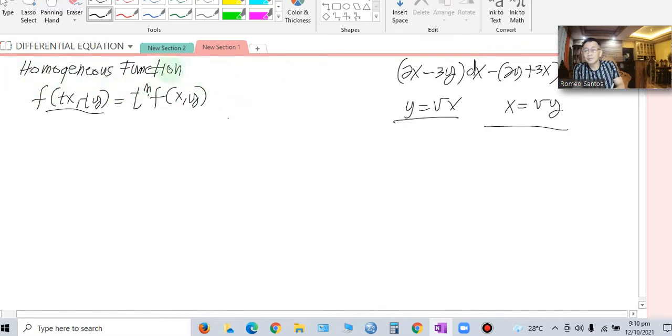tingnan natin, paano ba yung homogeneous function? Ito yung definition niya. Yung original na function na x and y, pag yung mga variable na yan ay nag-substitute ka ng tx, yung isa naman ay ty, okay? Tapos, na-factor out mo yung t, okay? Yung sa lahat ng expression, na-factor out mo yan, na isa lang yung power niya, then it is said that the function is homogeneous.